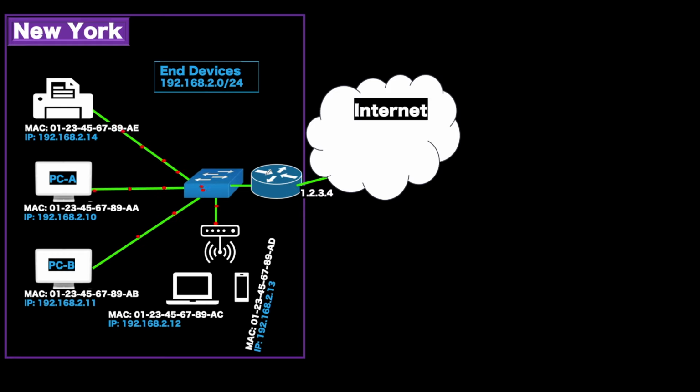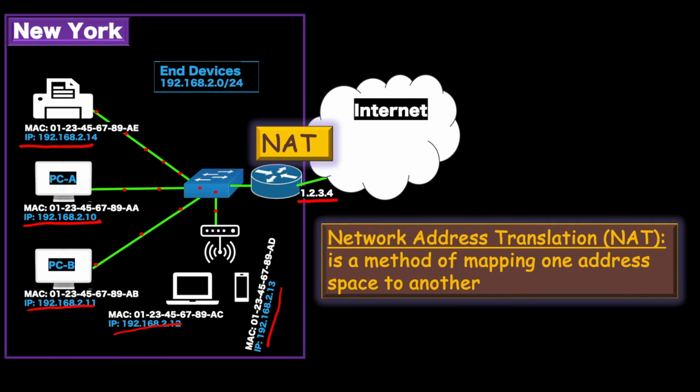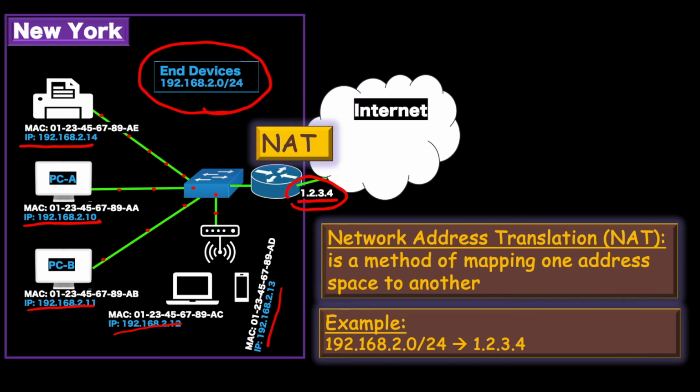For the employees to be able to access the internet, NAT needs to be configured on the router because the IPs assigned to the PCs and cell phones are private addresses and they cannot be used on the internet. The private IPs need to be translated to public IPs to be able to communicate on the internet. Network address translation, NAT, is a method of mapping 1 address space to another. In this case, we need to map the LAN subnetwork, also called subnet, from 192.168.2.0/24 to the public IP address configured on the outside interface of the router, which is 1.2.3.4 in our example.